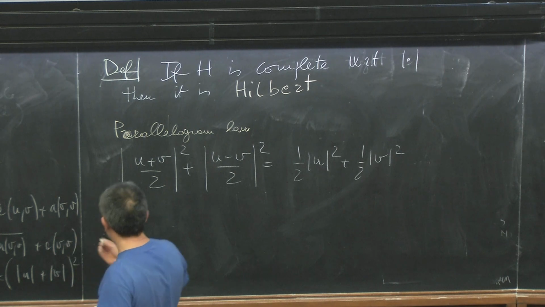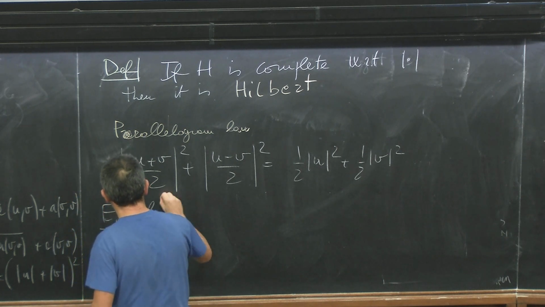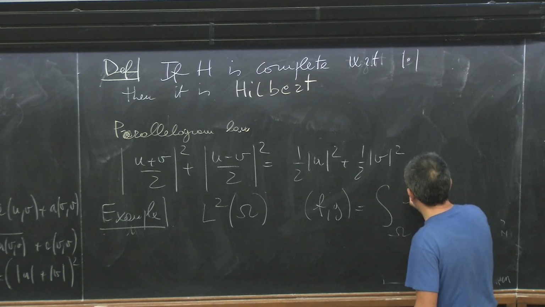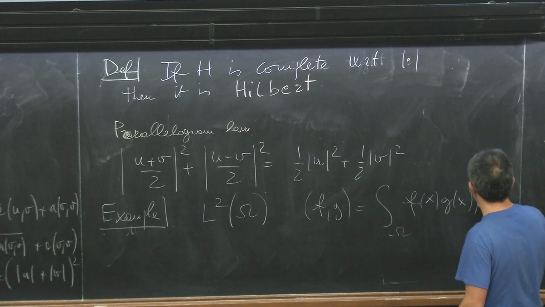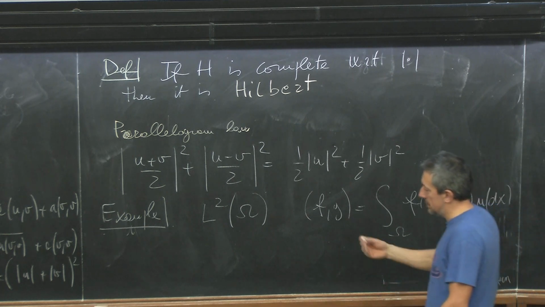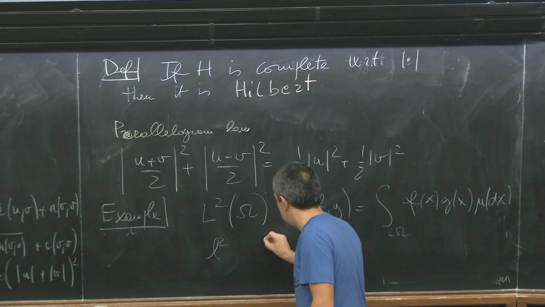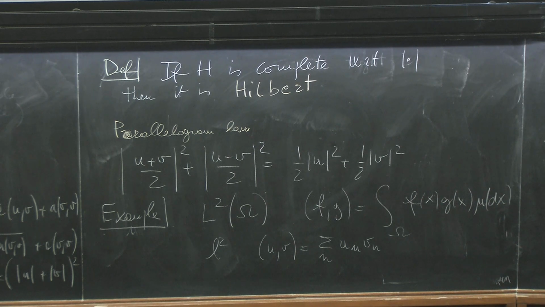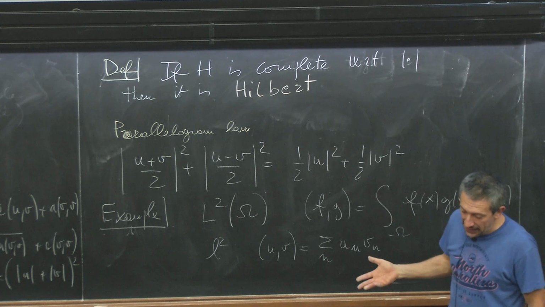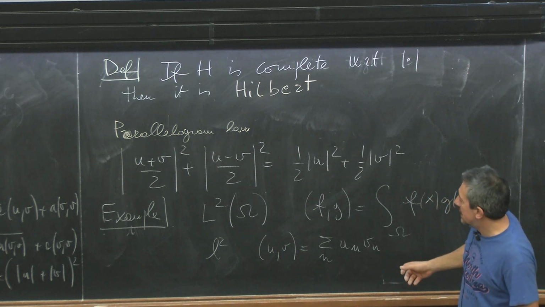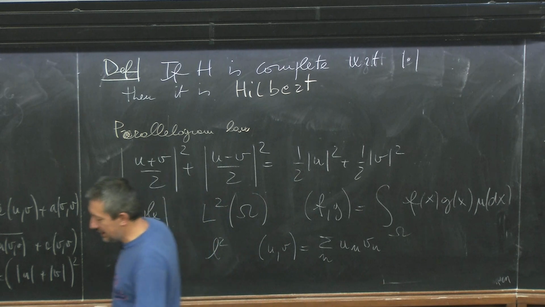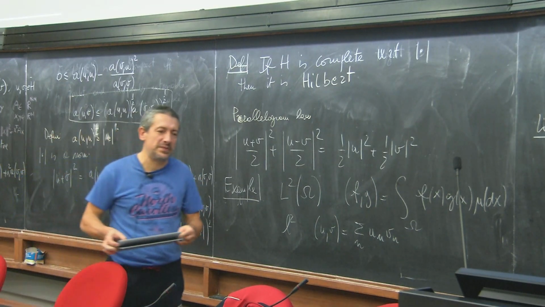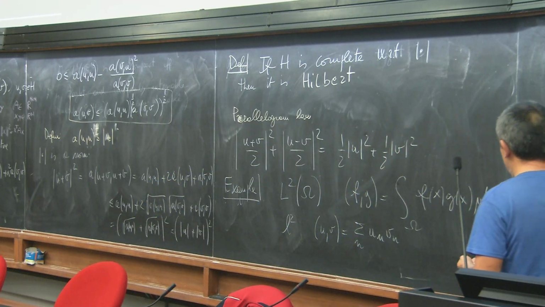So, fundamental examples. L2 of omega with the scalar product of f and g, the integral over omega of f(x) g(x) dx, and in particular small l2 with the scalar product of u and v, the sum over n of u_n v_n. And the second one is really fundamental because it is isomorphic to any separable Hilbert space. So there exists, up to isomorphism, a unique Hilbert space. Okay, so let's start with the fun now.